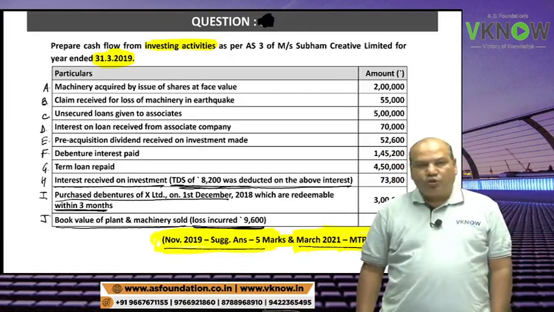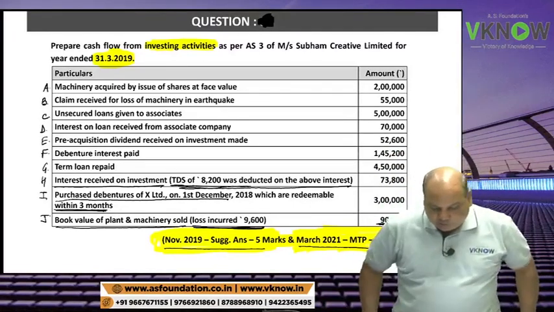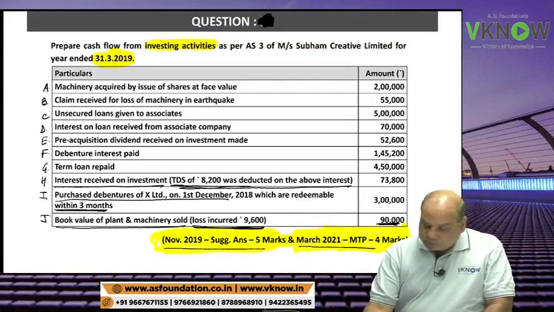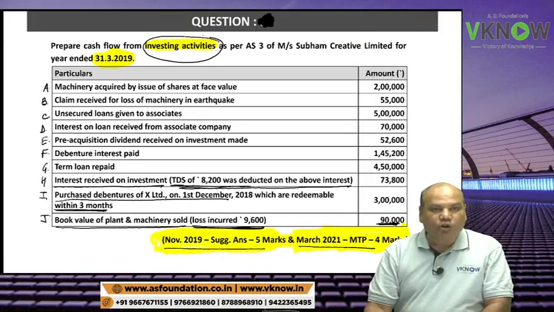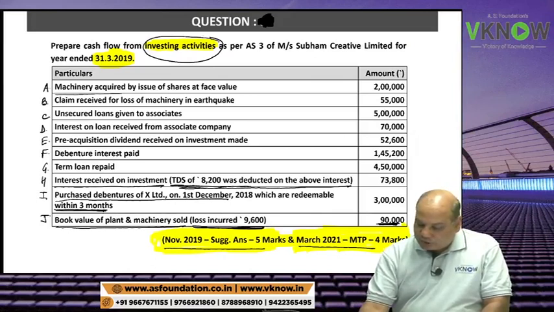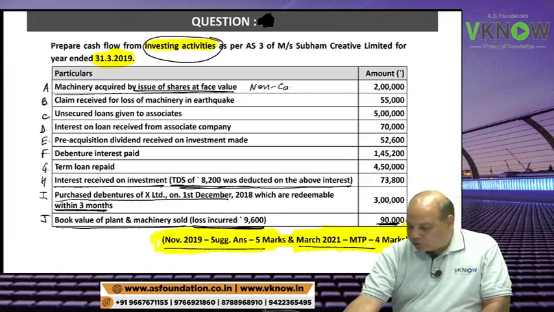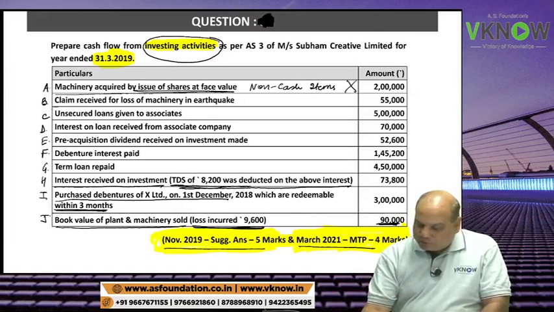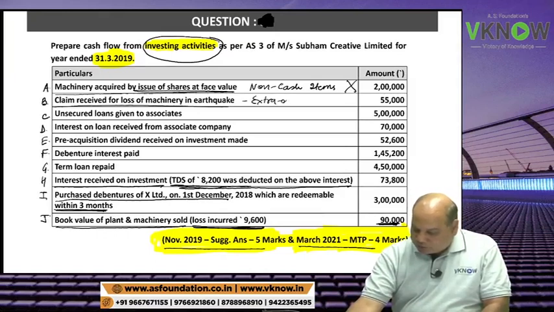Now I am going to solve this question. The students will pay attention. These are exam questions, likely for your exam also. Our question is to find out cash flow from investing activities. It's a good question. Machinery acquired by issue of shares is a non-cash transaction, so ignore. Claim received for loss of machinery in earthquake will come as an extraordinary item.